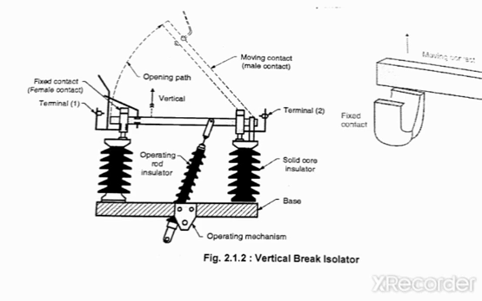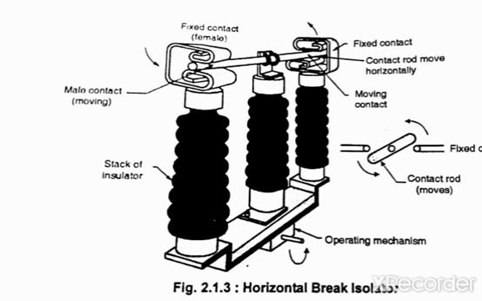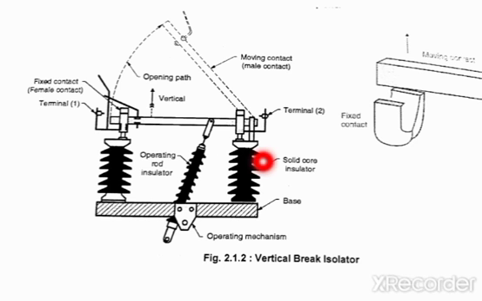The handle is used to operate closing or opening of the contact. Whenever the signal is given, the moving contact moves in the vertical direction. Therefore, it is called a vertical break isolator. The moving contact used here moves in the vertical direction. This type of isolator is used in the air circuit breaker and transformer bank, and these are suitable up to 25 kV.